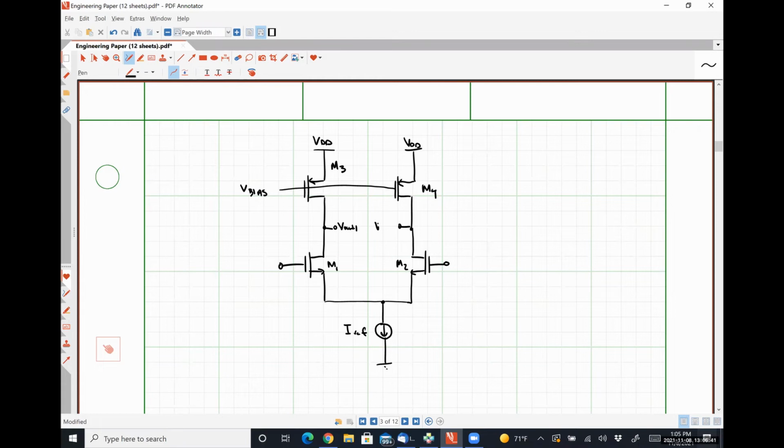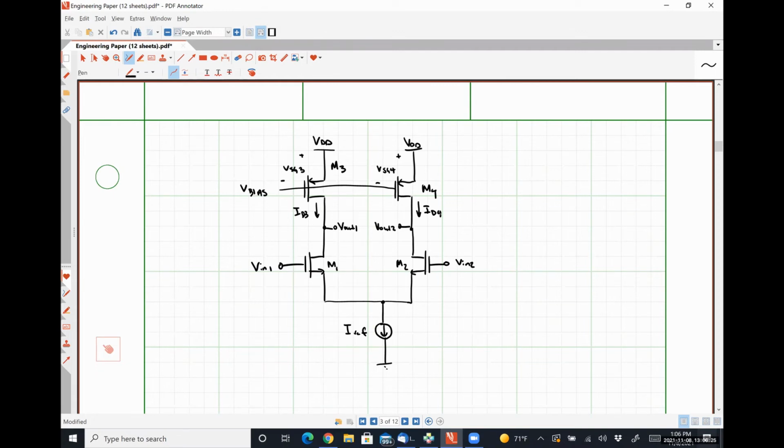V out 1, V out 2, here's V in 1, and here's V in 2. So if I tie the gates of those two transistors together, then VSG3 and VSG4 are identical, which means this current ID3 has to be equal to this current ID4.